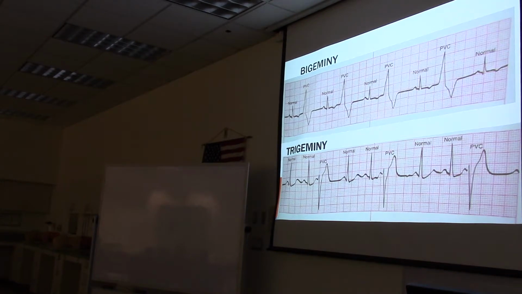When you have a PVC every other impulse, so a normal conduction and then a PVC, normal conduction, PVC. When it's every other one, that's called bigeminy. So the ventricle is very irritable at this point, and medication is indicated to reduce that irregularity because it can quickly go into VTAC and VFib.